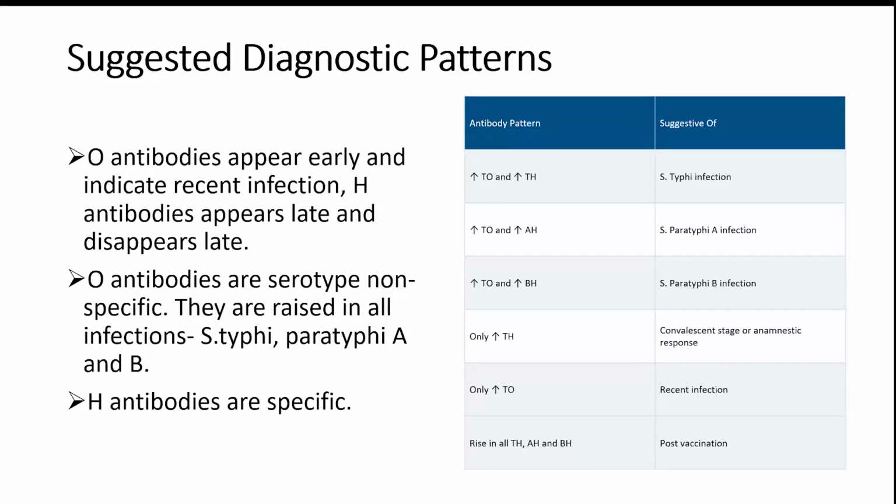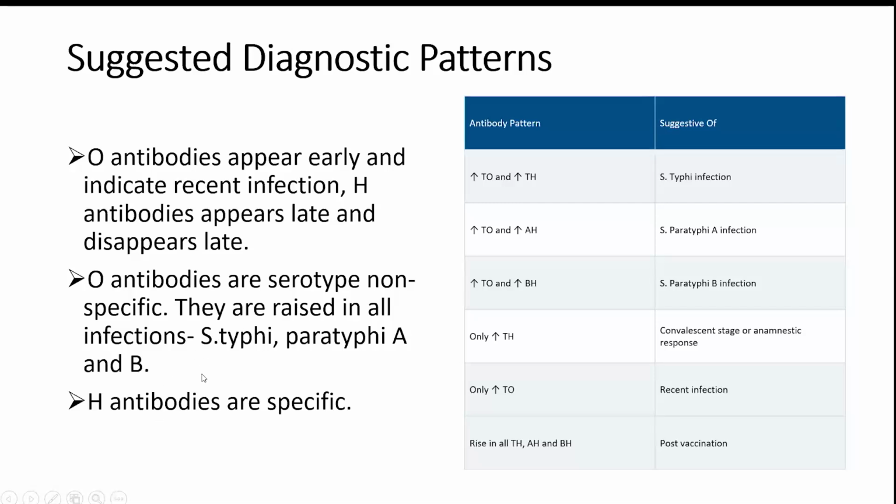Now, let us interpret the report of a Vidal test. What are the reports which may appear, and what is their interpretation? Before knowing that, you should know that O antibodies appear early and indicate recent infection. O antibody appears early and disappears early. So presence of O antibody means there is recent infection. H antibodies appear late and disappear late, so they represent the convalescent stage. If the H antibody is without O antibody, it means the infection is delayed, in a convalescent stage. Second point to be noted is that O antibodies are serotype non-specific. That means they rise in all the infections, Typhi, Paratyphi A, Paratyphi B. No matter what infection it is, the O antibody will rise. But the H antibodies are specific.